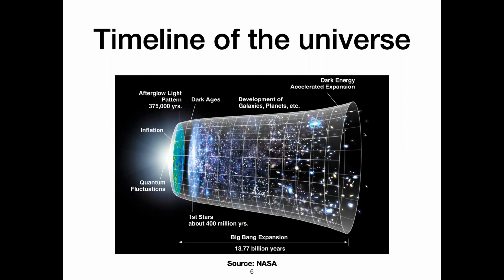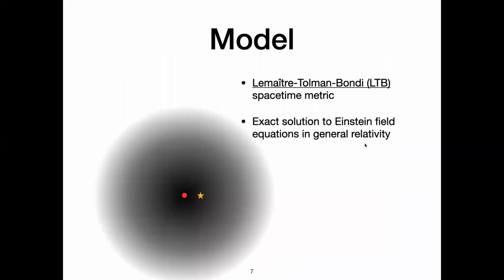And as I said at the very beginning, our universe is in a state of accelerated expansion, and we postulate that dark energy is the cause of this acceleration, right? So coming to the model that I have studied in my master thesis, this model is defined by the Lemaître-Tolman-Bondi, or LTB, spacetime metric. This is an exact solution to the Einstein field equations in general relativity.